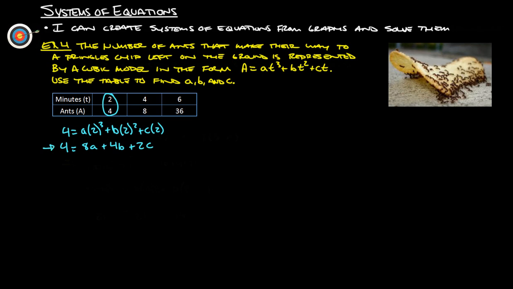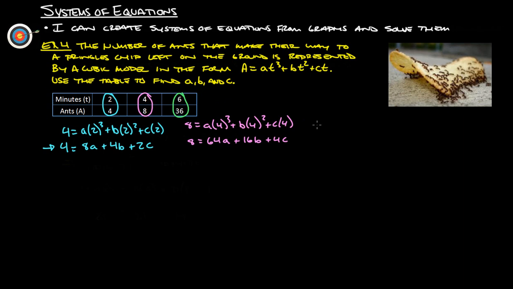Okay, we'll do a couple more equations here. So we'll also do now 4 and 8. So 8 is our A, and we get a times 4 cubed plus b times 4 squared plus c times 4. Okay, so now we simplify that, and we get 8 equals 4 to the third is, I believe, 64a plus 4 squared is 16b plus 4c. Okay, and then we can do the last one here, 6 and 36.